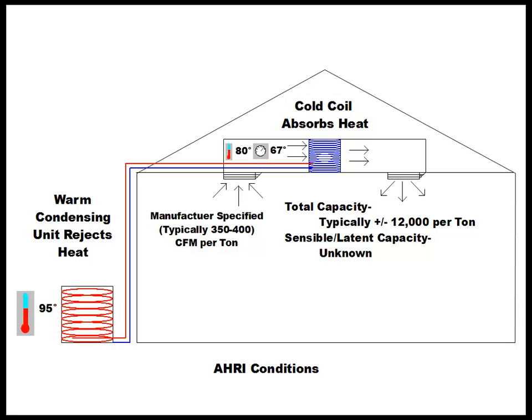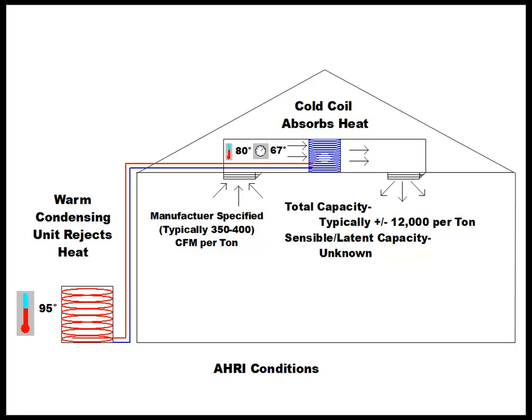After all, not all of our users are HVAC contractors. While this cooling equipment is running, the cold surface of our hypothetical system's indoor coil would be absorbing heat from the indoor air, and that heat is simultaneously being carried away by refrigerant to the warm outdoor condensing unit to be rejected outside the building, moving the heat from inside to outside. Under these AHRI laboratory conditions, this hypothetical system will produce around 12,000 BTUs per ton.